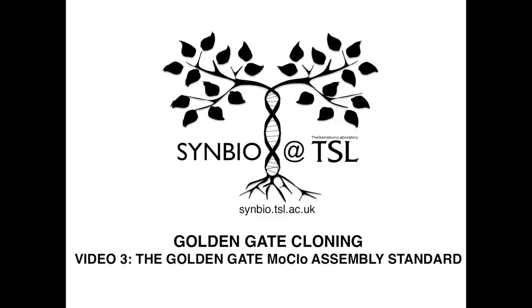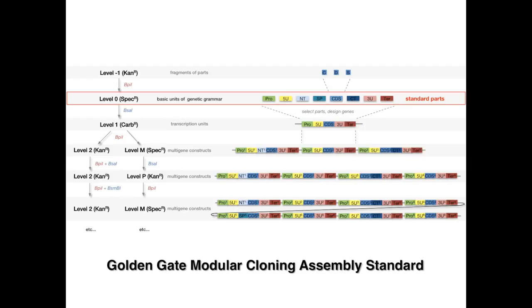This is the third video in a series about the Golden Gate cloning DNA assembly method. In previous videos, we learned how type 2S restriction enzymes work and how to use them to enable one-pot, one-step Golden Gate cloning reactions. In this video, we are going to learn about the Golden Gate modular cloning, or MoClo, assembly standard. This is the full MoClo assembly standard. Let's go through it step by step, starting at level 0.